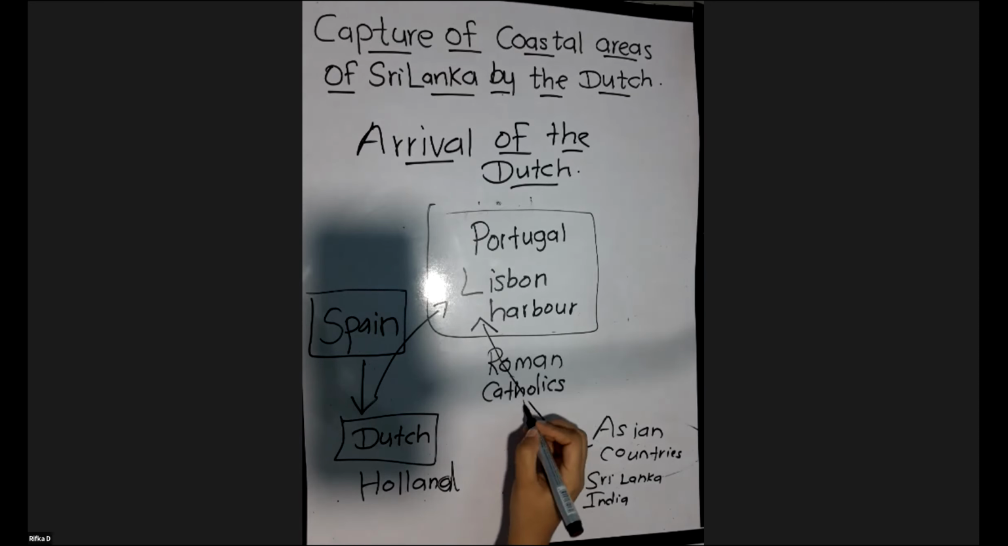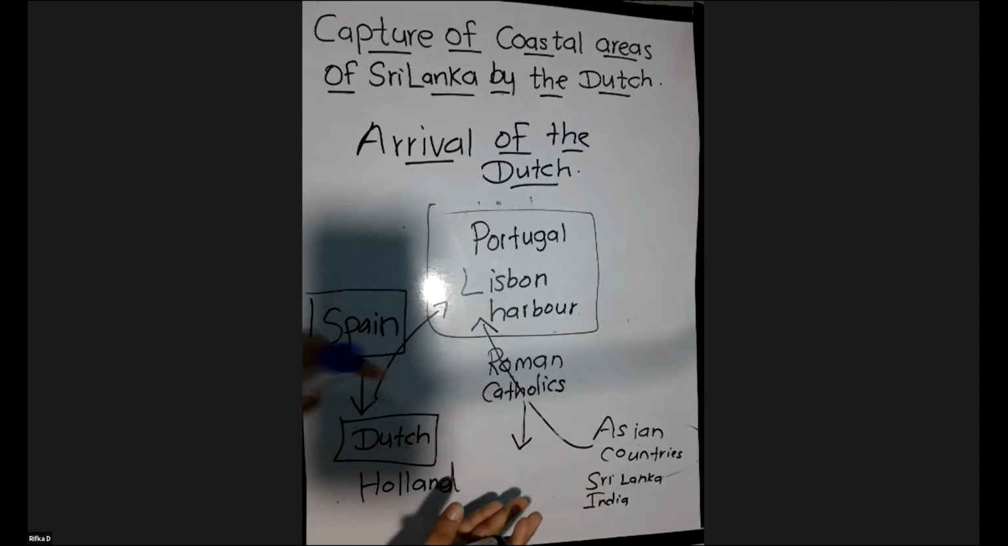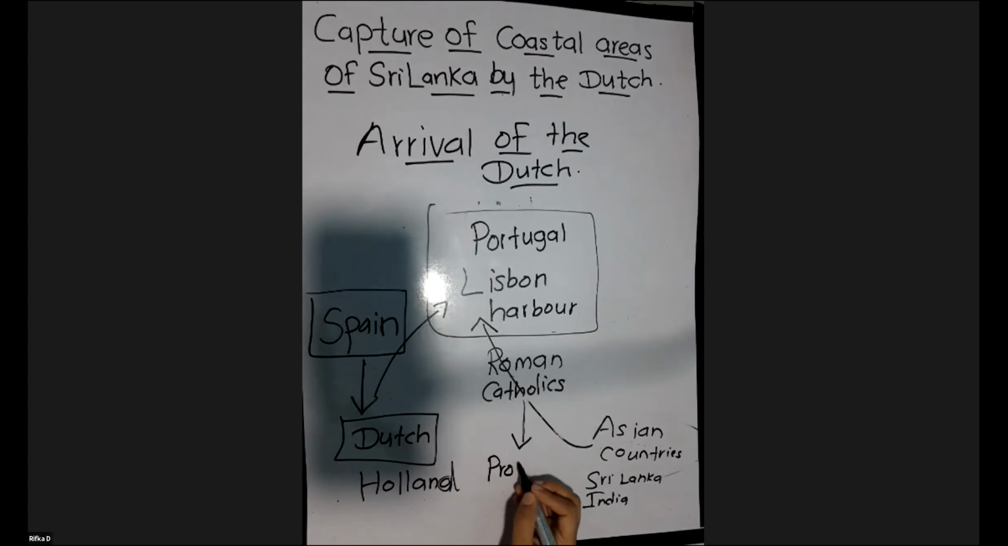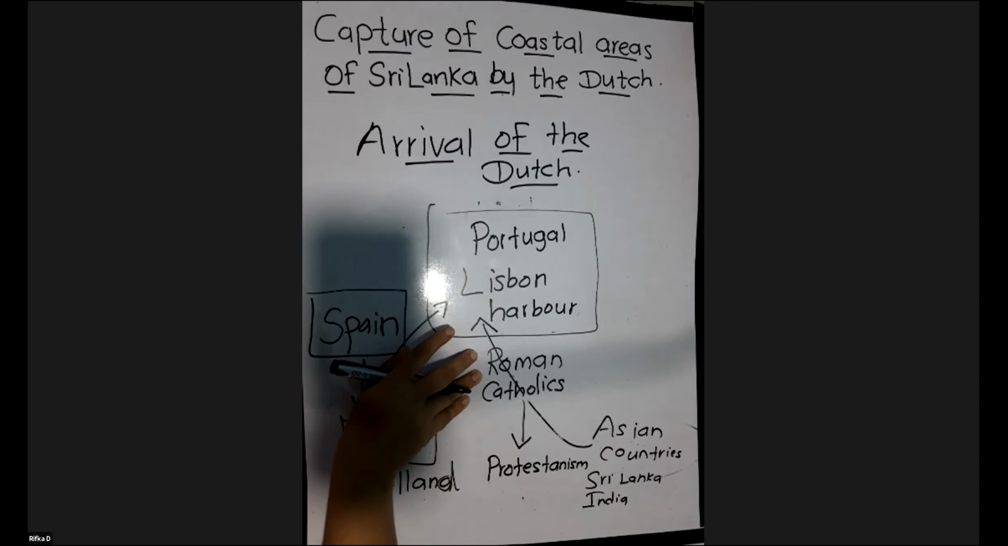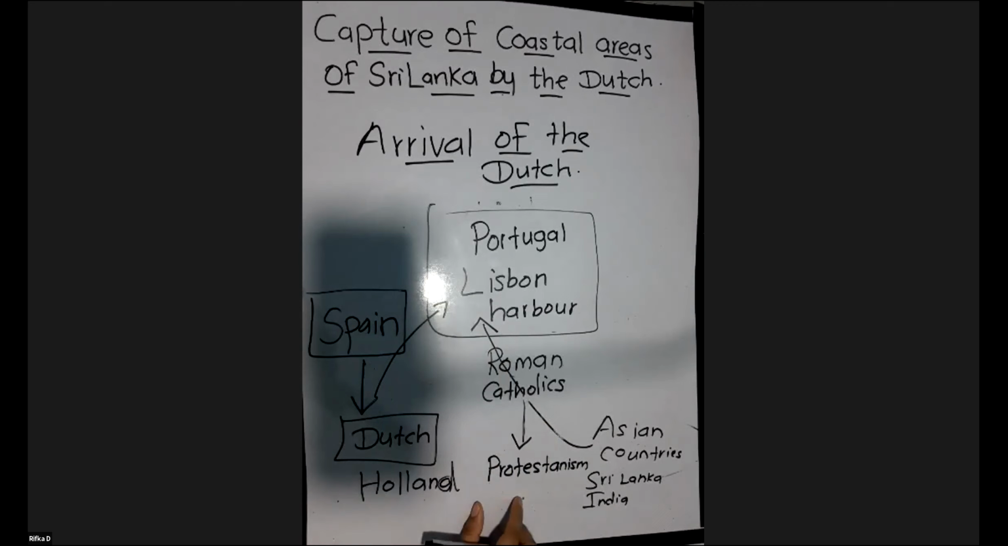So they went against Roman Catholicism and established a separate belief that we call Protestantism, right? Those who believe in Roman Catholicism, we call them Roman Catholics, whereas those who follow Protestantism, we call them Protestants. Yes, very good, Amra. Okay, right.